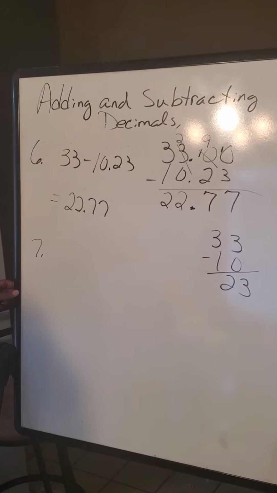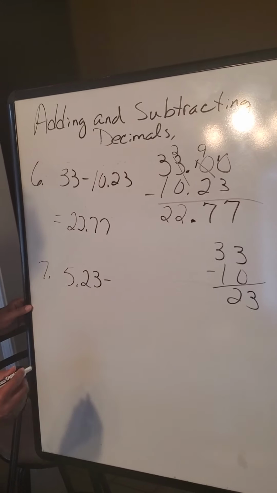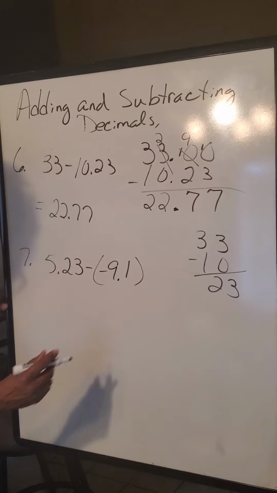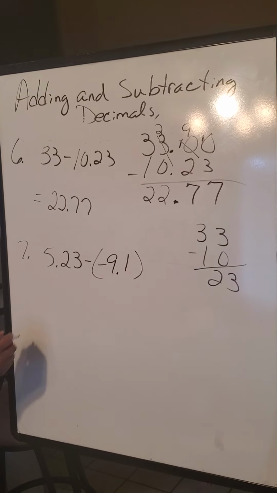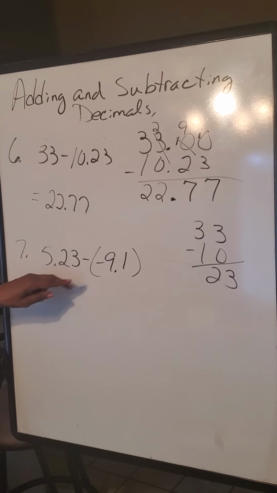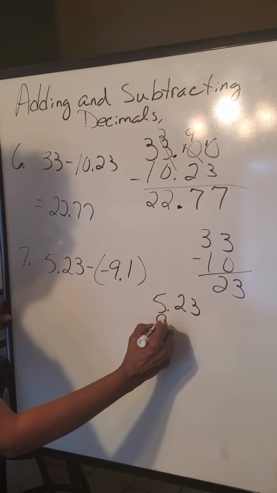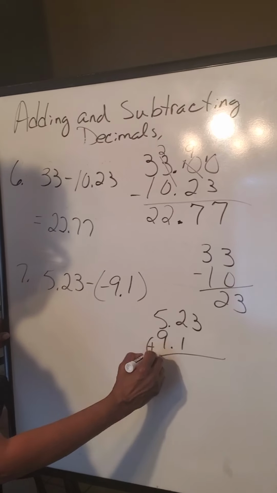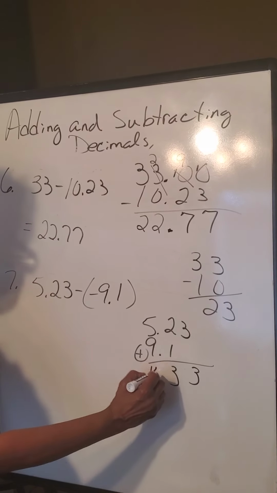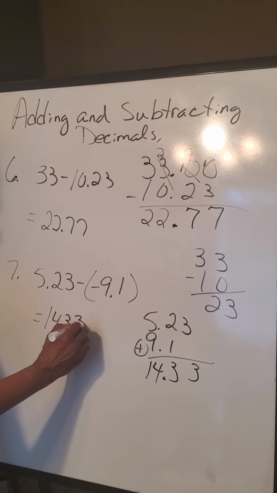Example 7. If I had 5 and 23 hundredths minus a negative 9 and 1/10. Again, let's go back to our rules for subtraction. To subtract a number, you add its opposite. So I need to add these two numbers. Line the decimals up. Add. I get a 3. I get a 3. And 9 plus 5 gives me 14. Bring the decimal down. So my answer is 14.33.